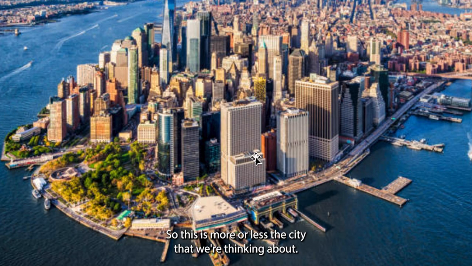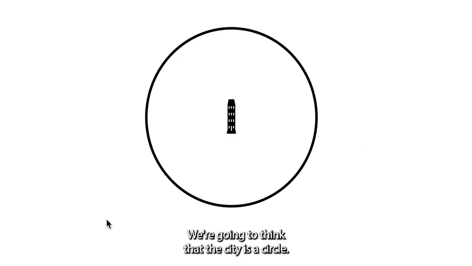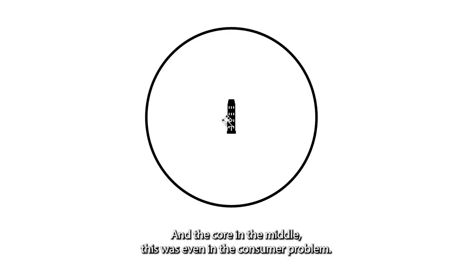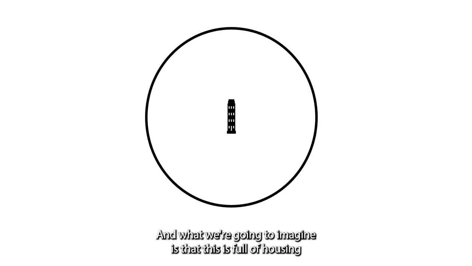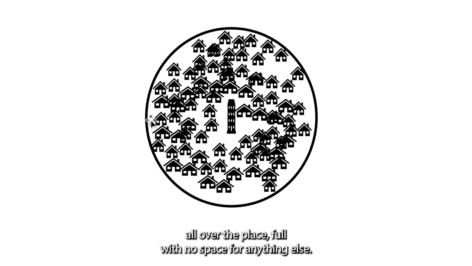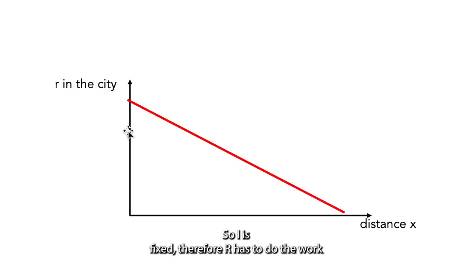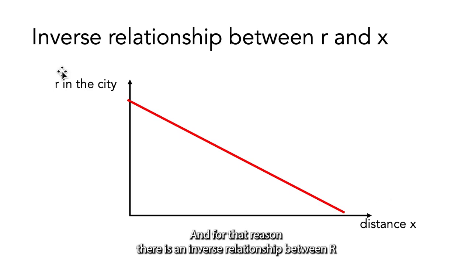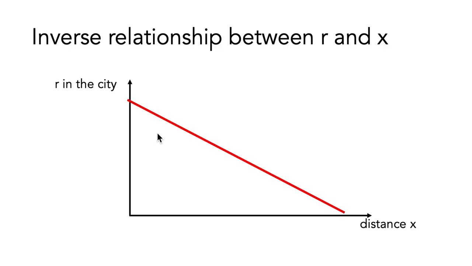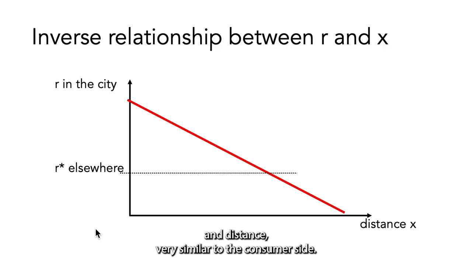So this is more or less the city that we're thinking about. It's a city with skyscrapers in the center, and then as you move further away, you find shorter buildings. We're going to think that the city is a circle and the core is in the middle. This was even in the consumer problem. And what we're going to imagine is that this is full of housing all over the place, full with no space for anything else, okay? Okay, so I is fixed, therefore R has to do the work to equalize profits along the distance. And for that reason, there's an inverse relationship between R and distance, very similar to the consumer side.